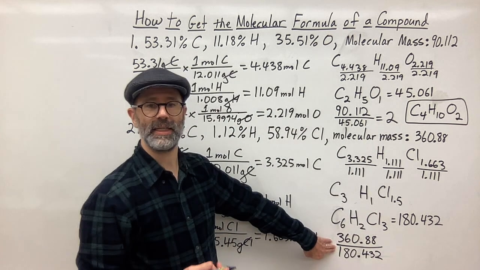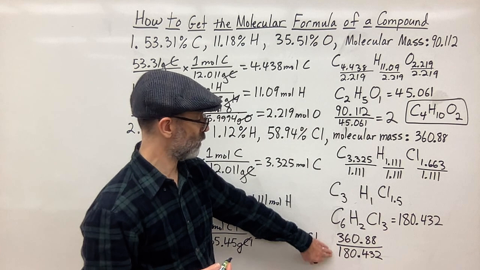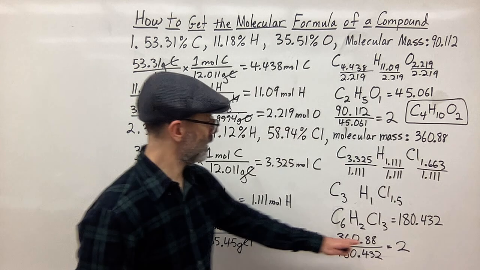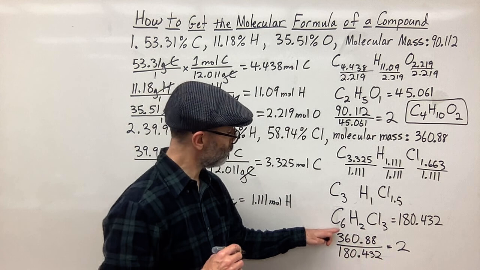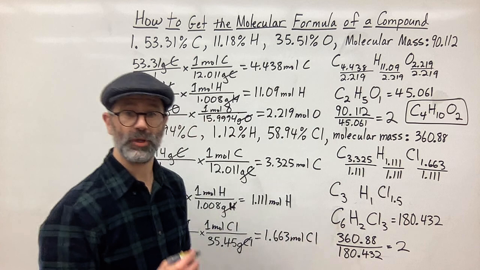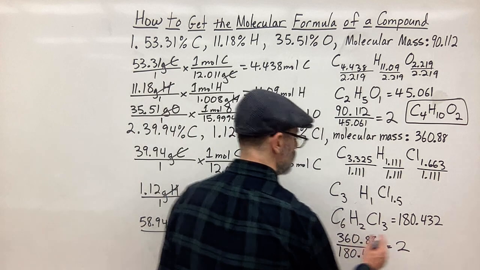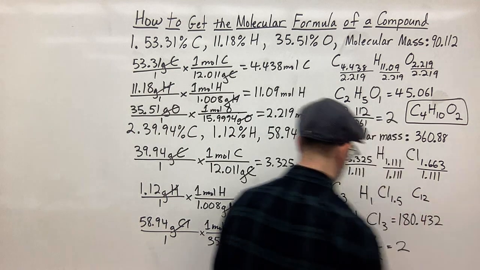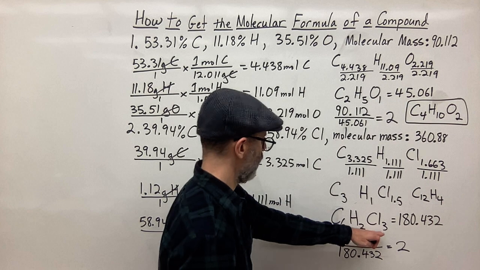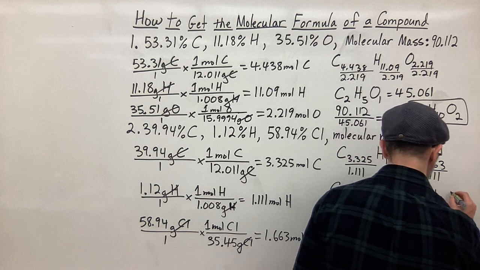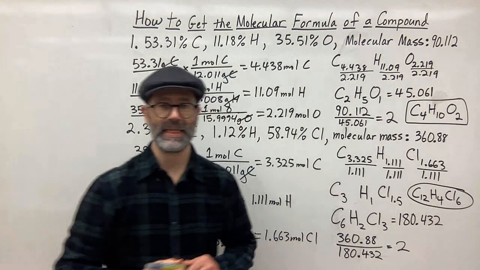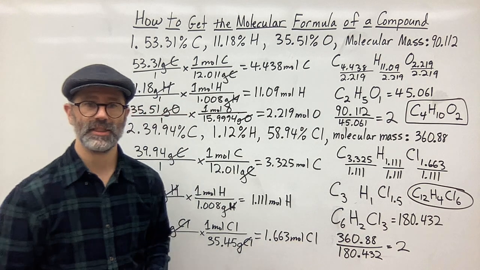You can basically see, you probably don't need to calculate this, that this is going to be a factor of 2. So this is going to be equal to 2. Again, to get the molecular formula, we just multiply all the subscripts by 2. When we do that, 2 times 6 is 12, so C12. 2 times 2 is 4, so H4. And then 3 times 2 is 6, so Cl6. That, ladies and gentlemen, is the molecular formula for this substance.